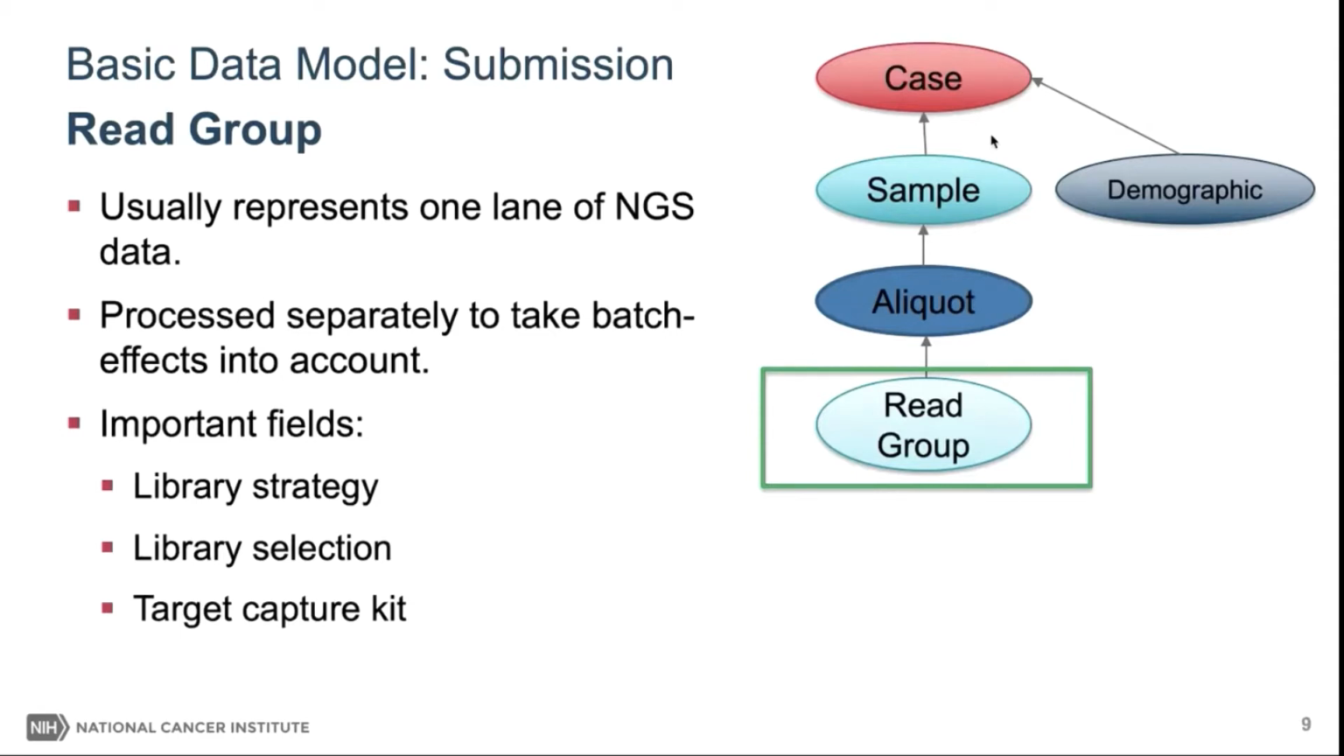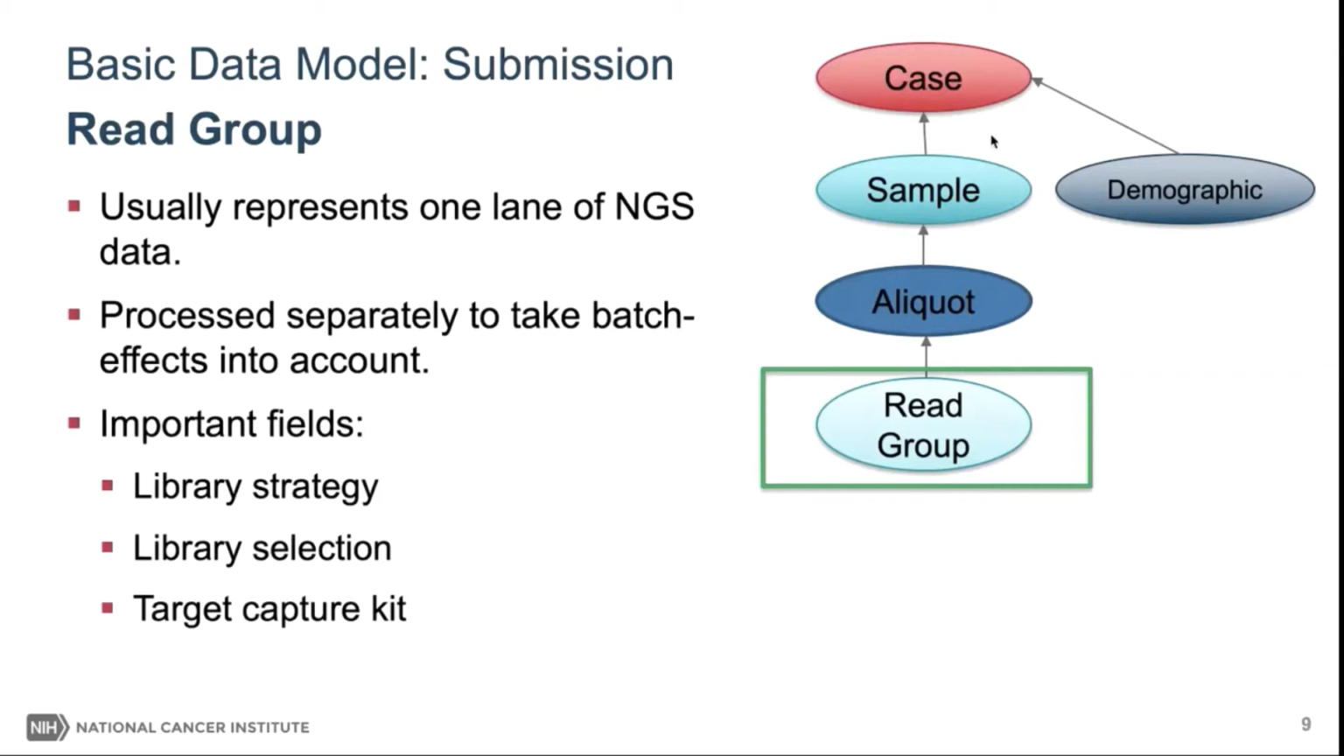The library selection field represents how a full extract is whittled down to focus in on some subset of the genomic aspect. So, for example, poly-A selection, you only want to look at the protein coding genes. Or RNA depletion, you want an RNA-seq without the ribosomal stuff there. Hybrid selection, using a target capture kit, which brings me to the third important field here, the target capture kit.